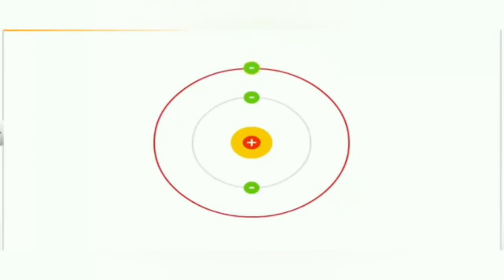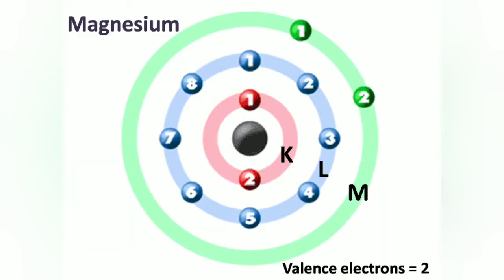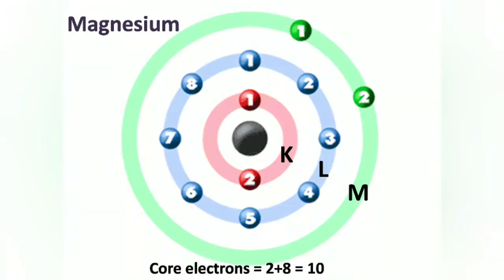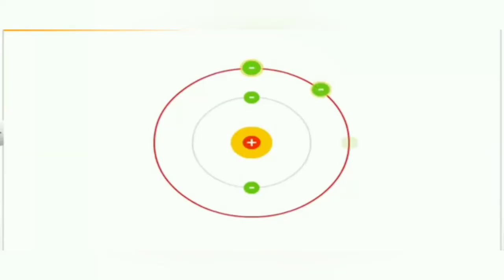For example, in magnesium, the outermost shell is M shell and there are 2 electrons present in it. Here, magnesium has 2 valence electrons. The remaining electrons are known as core electrons. In magnesium, 2 plus 8 means total 10 electrons present in K and L shells collectively are known as core electrons. We know that stable atoms have 8 electrons in their outermost shell.